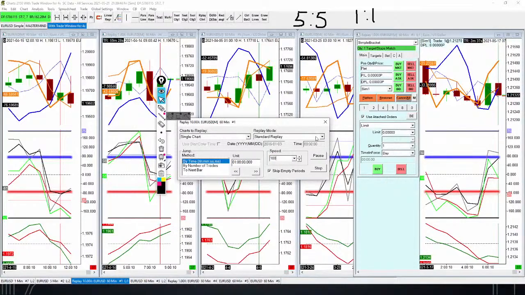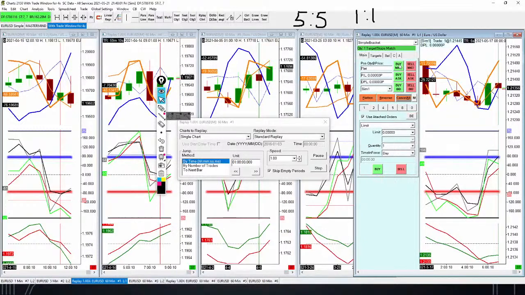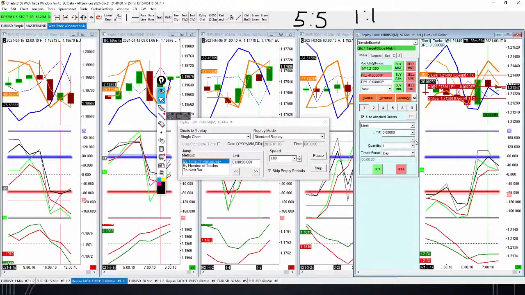So 4, 3, 2, 16 seconds. So right here, 16 seconds to go. We've got our finger on the trigger. We're ready to go with a buy. And so right here, I'll just push this buy button. 5, 4, 3, 2, 1, go. Right there. Okay. So there's our entry, and there's our exit, our take profit.